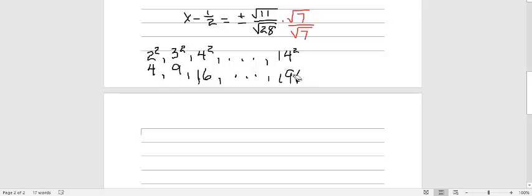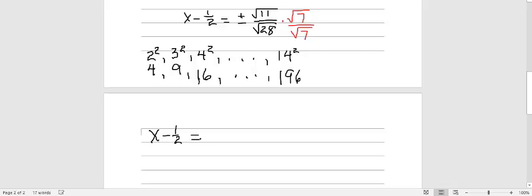So that's the smallest number that 28 divides into evenly that's a perfect square. And 28 divides evenly into 196 7 times. So I multiply the numerator and denominator by 1 in the form of square root of 7 over square root of 7, so that the denominator becomes the square root of a perfect square.